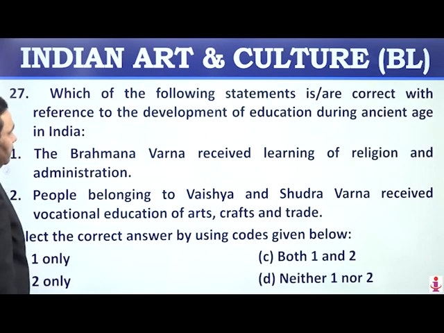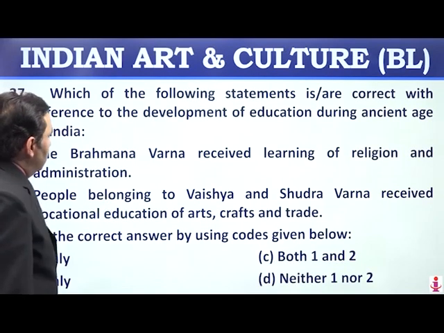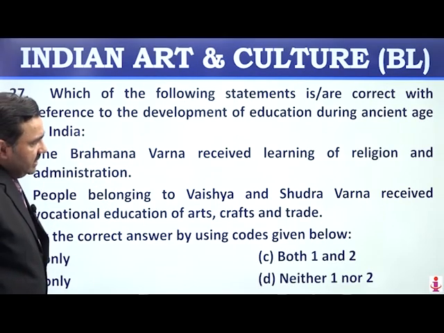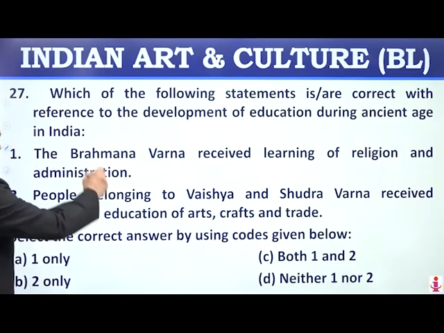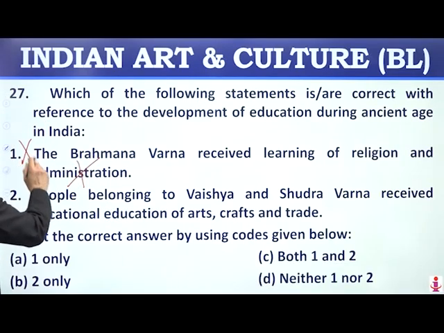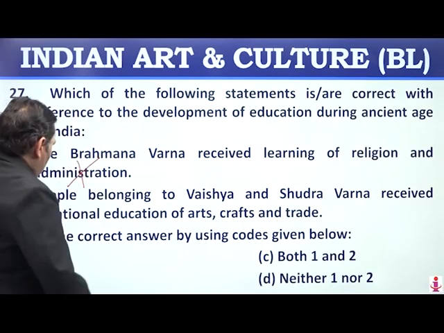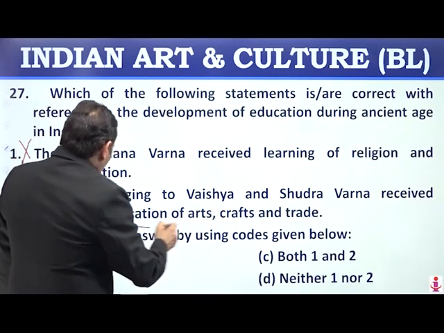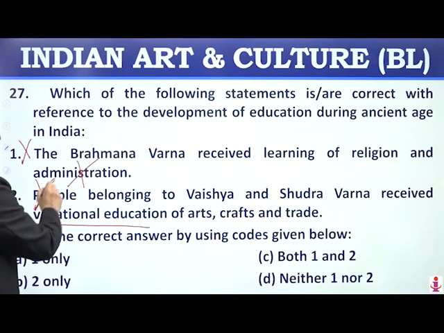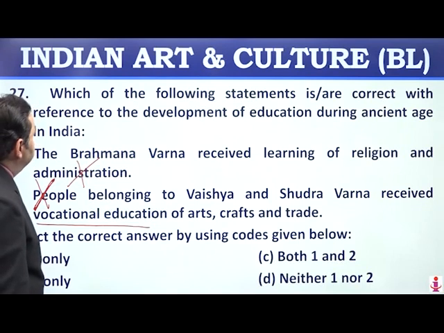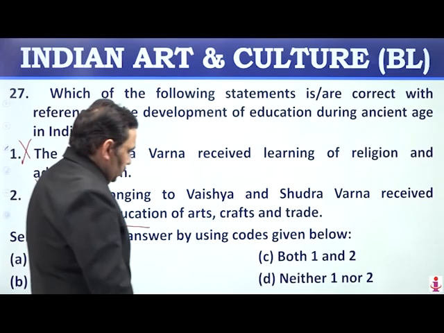Question number 27. Which of the following statements are correct with reference to development of education during ancient India? Brahmana Varna received learning of religion and philosophy, not administration. First wrong. People belonging to Vaishya and Shudra Varna received vocational education, not Shudra. Vaishya received vocational education. So 1 and 2 both are wrong. Which of these are correct? So you have to choose the correct. So neither 1 nor 2, that is D.